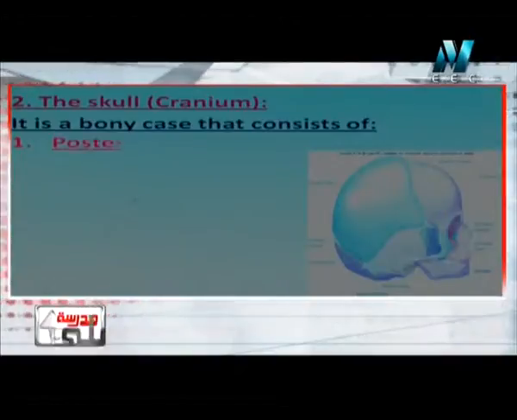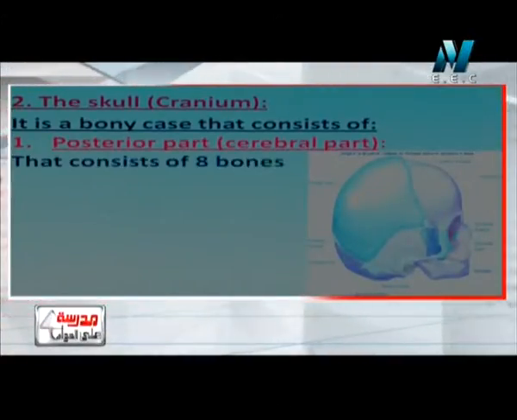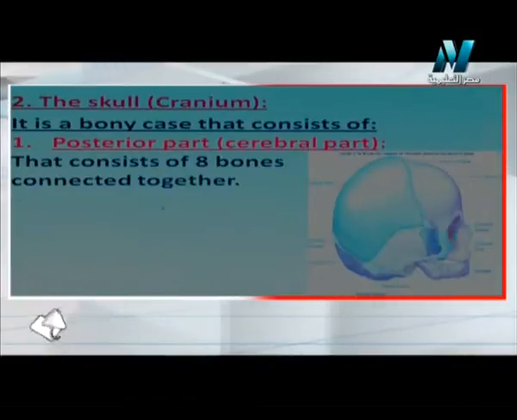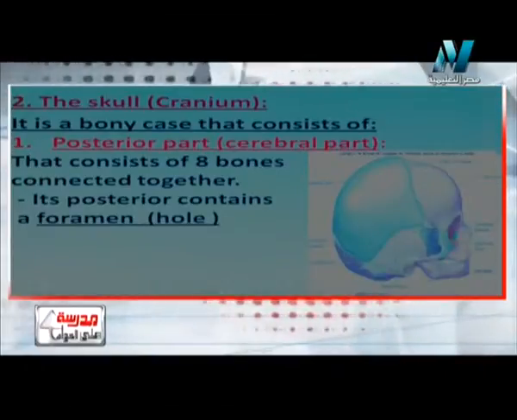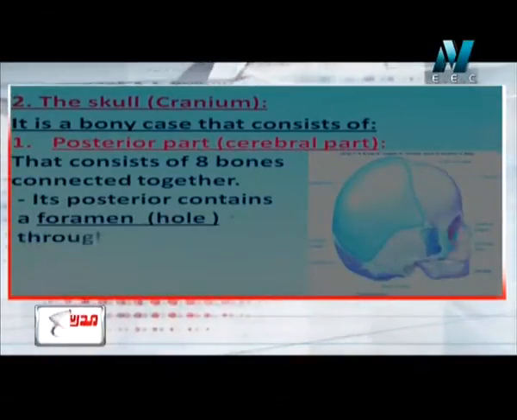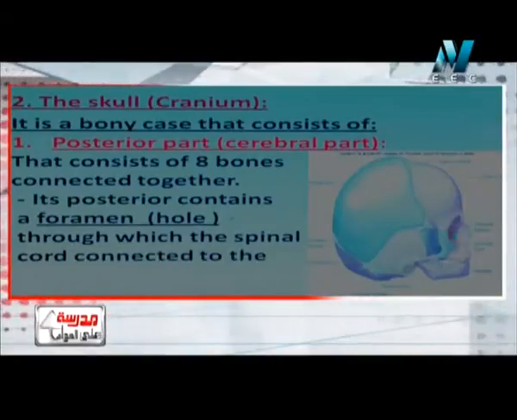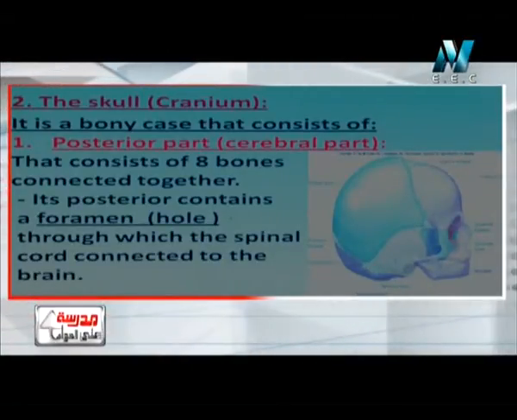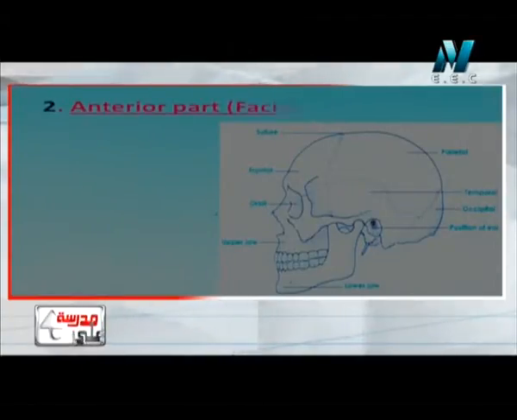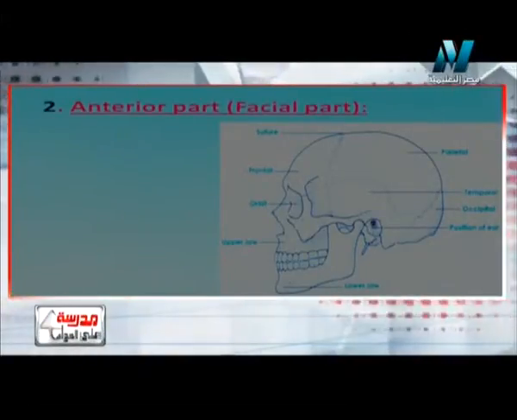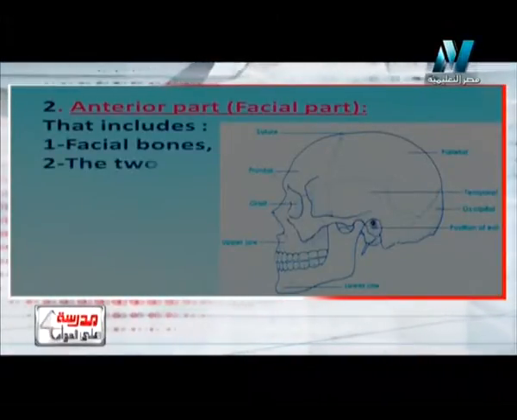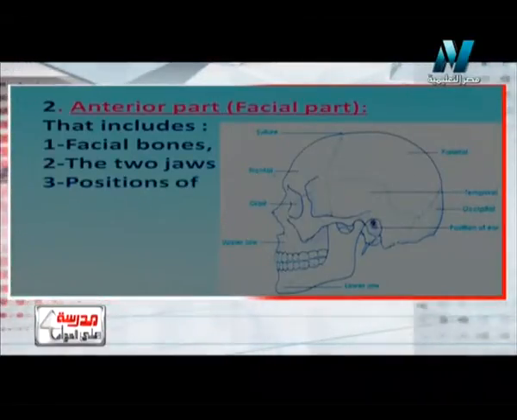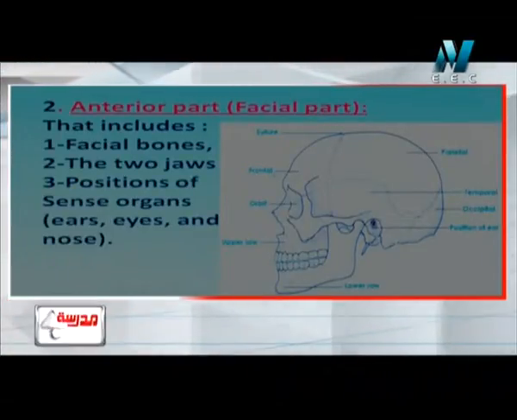The skull or the cranium is a bony case that consists of a posterior part or cerebral part made of 8 bones connected together. Its posterior contains the foramen magnum, or a hole. Here, this is the hole, through which the spinal cord can be connected to the brain. And number 2, the anterior part or the facial part. This is the anterior part. It contains the facial bones, the 2 jaws, and the position of the sense organs: ears, eyes, and nose.